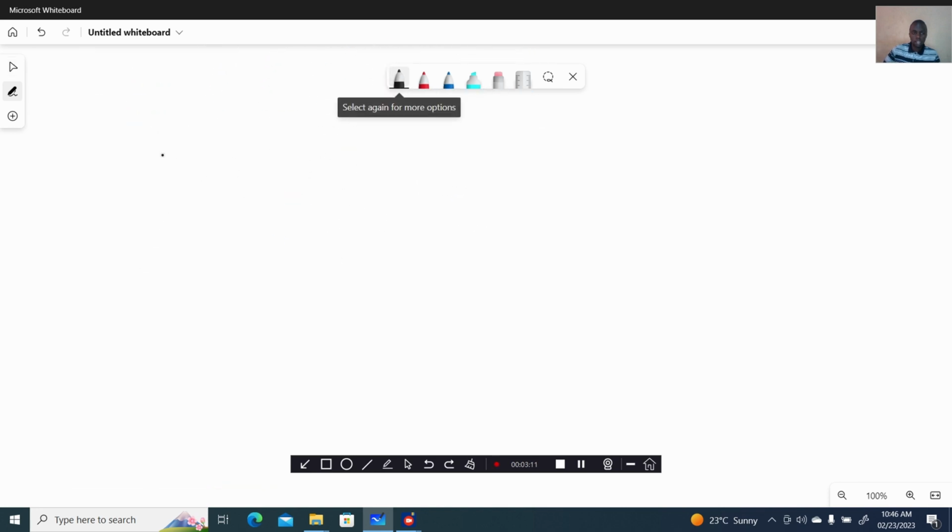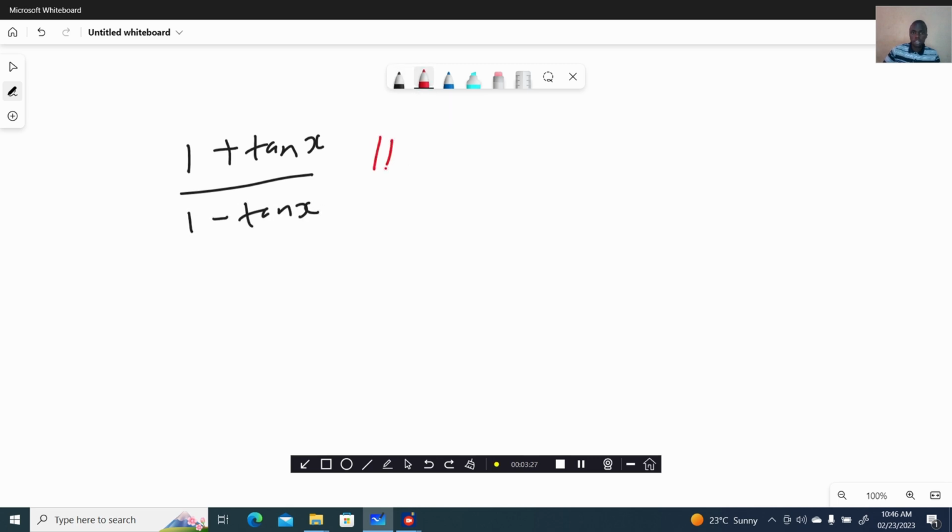So you'll end up having this solution: 1 plus tan x divided by 1 minus tan x. Let's give a mark for that. And then we go to solve the other side. We have to compare the other side. On the other side, we had 2 cot x. This one you can have as 2 over tan x.